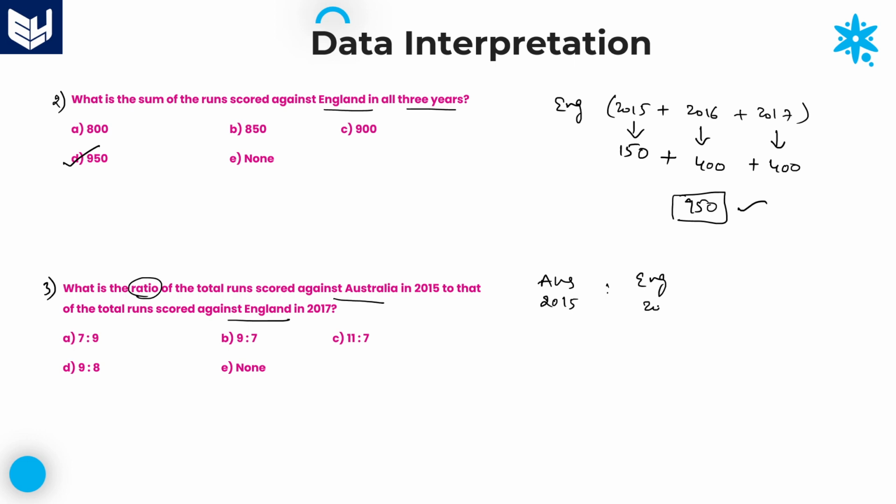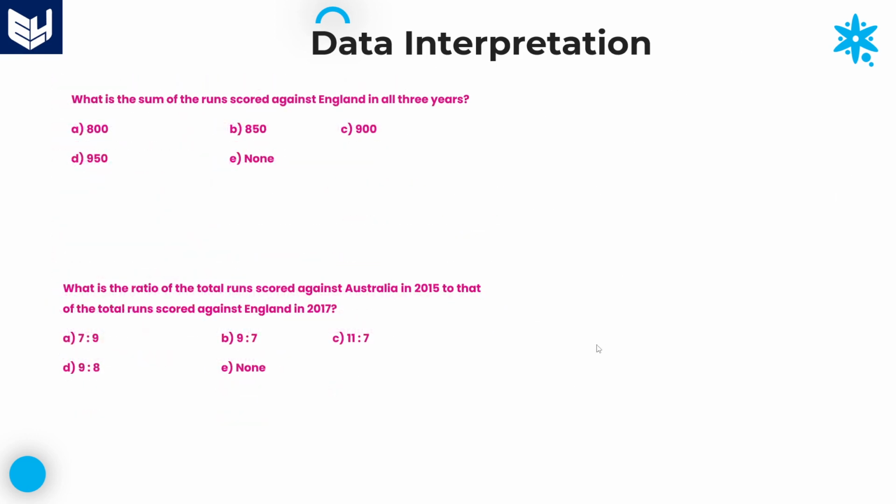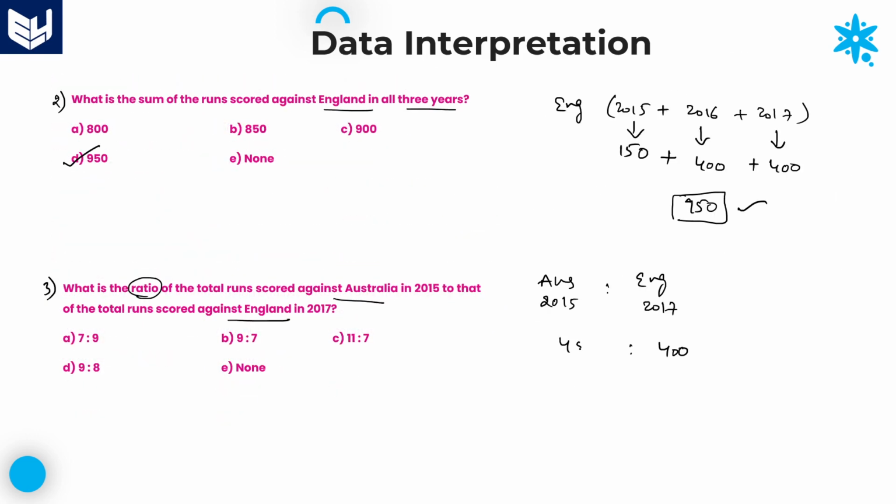England 2017. Just now we got the value for England 2017, that is 400. What is Australia 2015? Australia 2015 value is 450. Here you just cancel, the zero gets cancelled. Now cancel with the 5 table: 5 nines are 45 and 5 eights are 40.